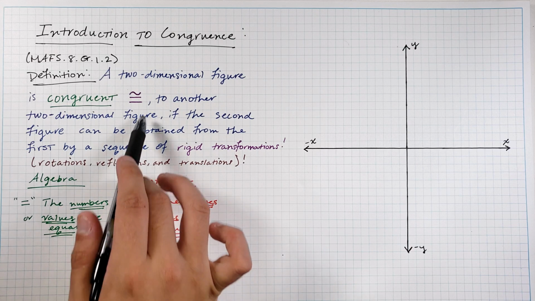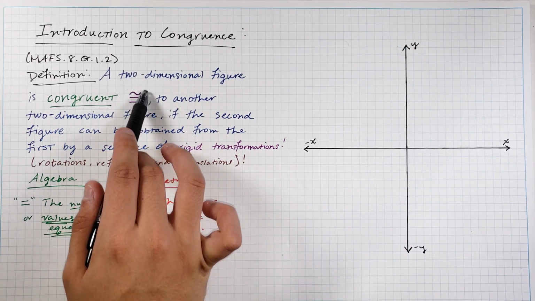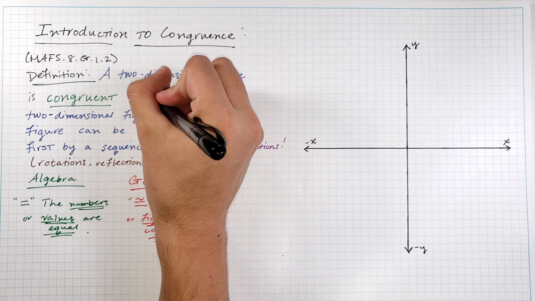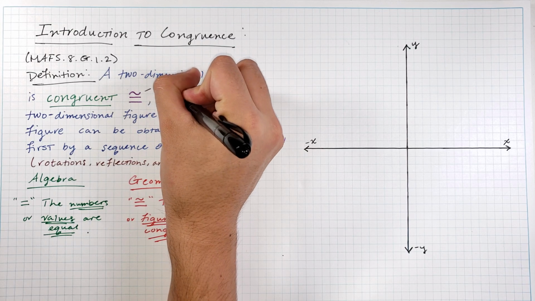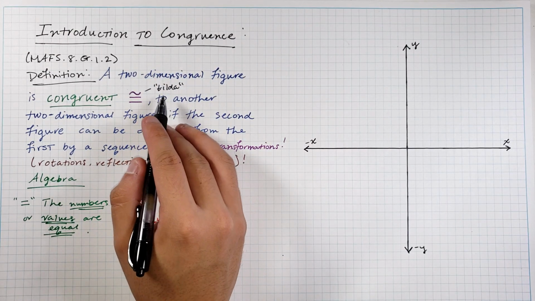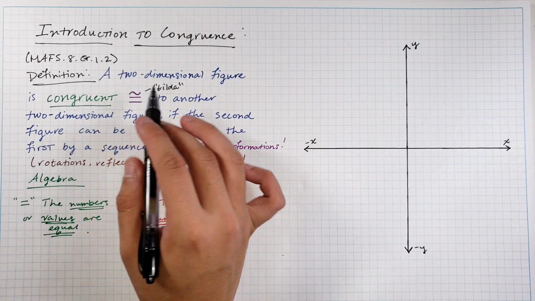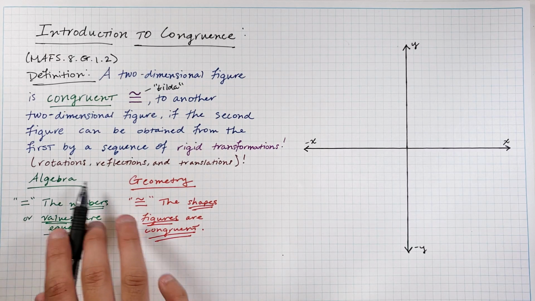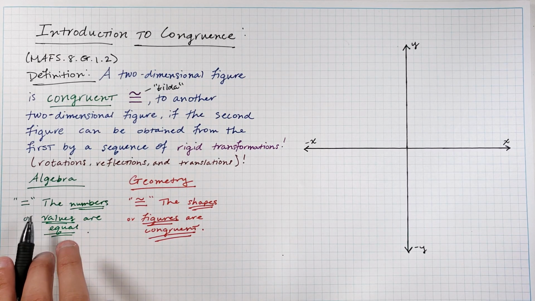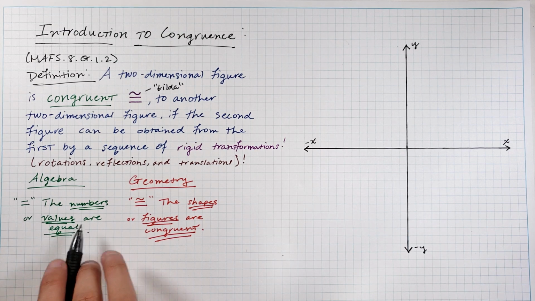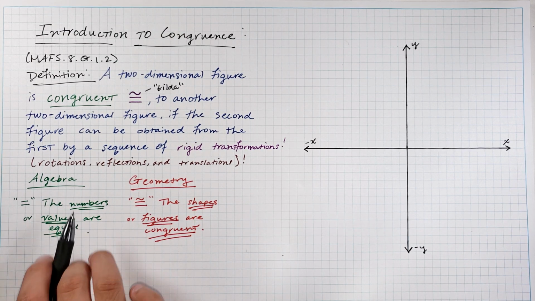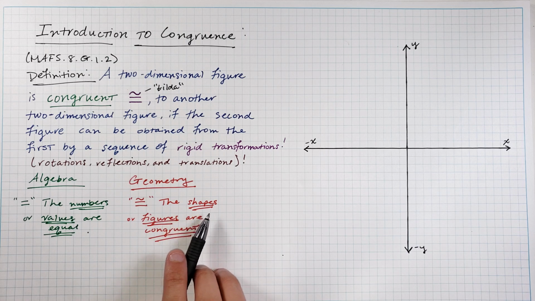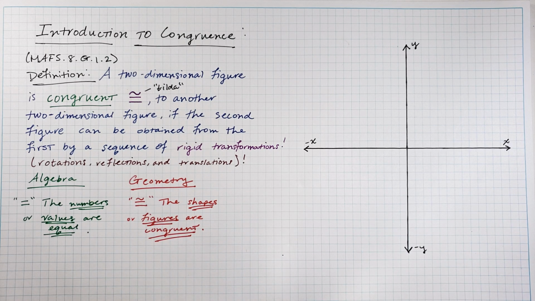Real quick, this is the symbol for congruence. It's like an equal sign, and this little squiggle up here is called a tilde. So it's an equal sign with a tilde on top. That's for congruence. From algebra we saw that the equal sign meant that the numbers or the values are equal to each other. Now in geometry we use congruence because the shapes or the figures are congruent. And that's pretty much it.